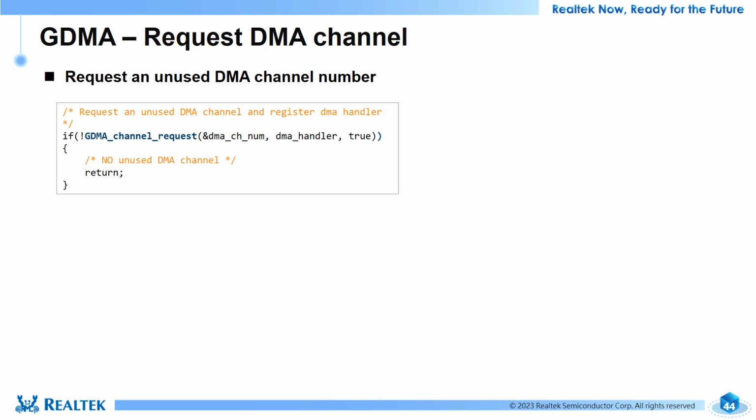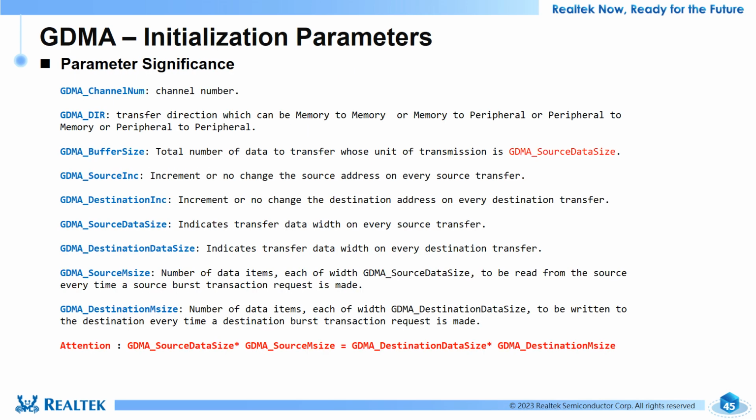Call the function GDMA channel request to request an unused DMA channel. GDMA channel num is used to set the channel number of GDMA. GDMA dir is used to set the transfer direction and can be configured as memory to memory, memory to peripheral, peripheral to memory, and peripheral to peripheral.